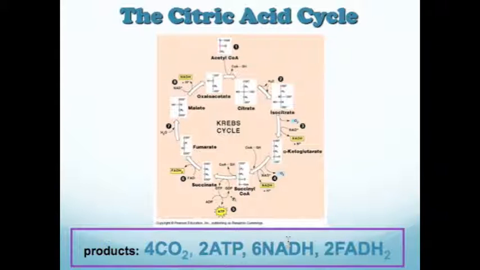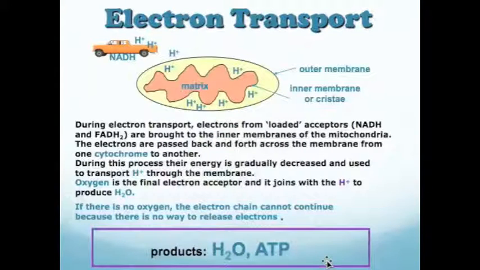Now, after the pre-Krebs, we have 2 molecules of acetyl-CoA. They enter the Krebs cycle. These 2 molecules yield 4 CO2, 2 ATP, 6 NADH, and 2 FADH2 collectively. This process is a cycle. So acetyl-CoA enters, it's broken down to evolve CO2, and then the process just continues. The loaded electron acceptors are then sent to electron transport.